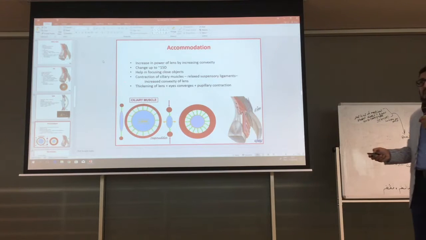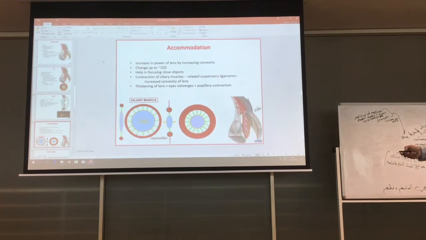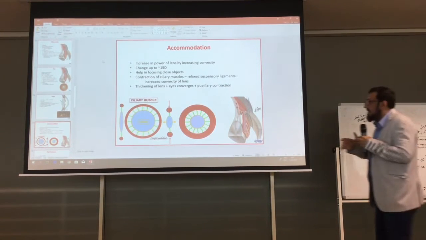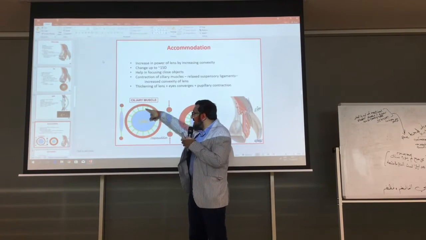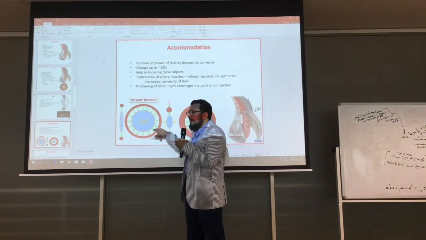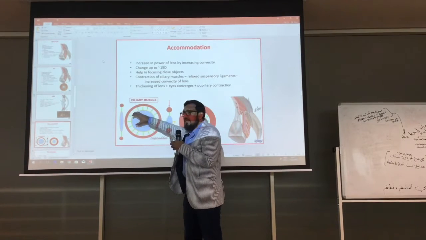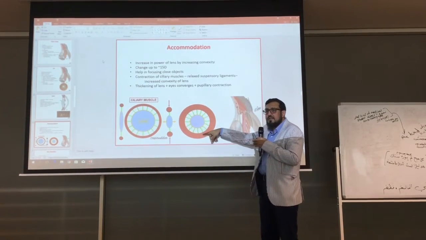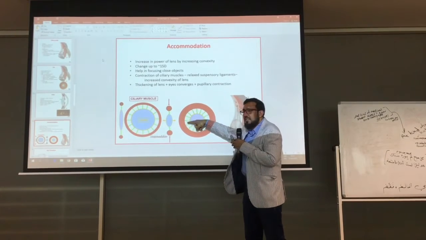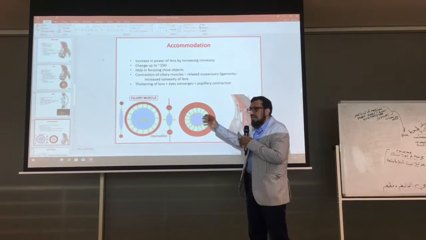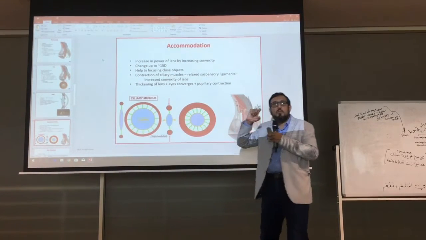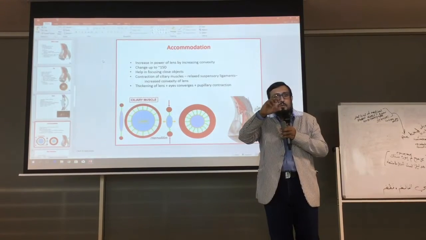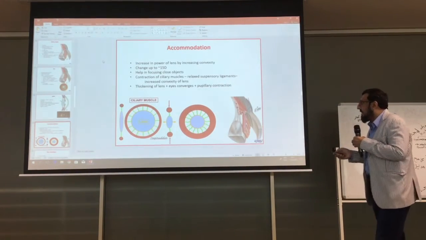Okay, now accommodation, as I tried to explain before: the ciliary muscles, the circular muscles of the ciliary body, are arranged in a circle around the lens. And the lens is held by means of the suspensory ligament. When these muscles contract, the space reduces, relaxing the suspensory ligament, allowing the lens to get thicker. The more the lens is thickened, the more accommodation will occur, and the more you will be able to see near structures.